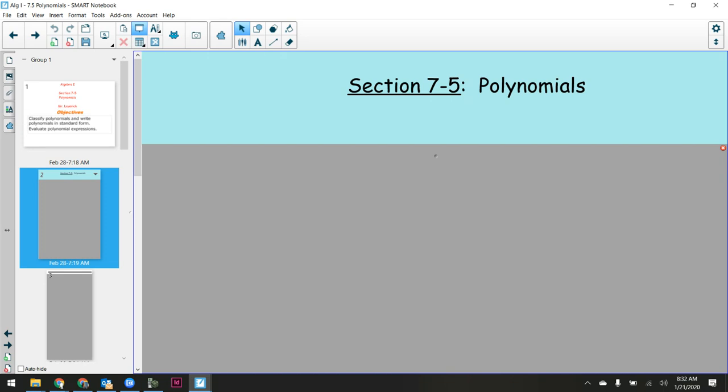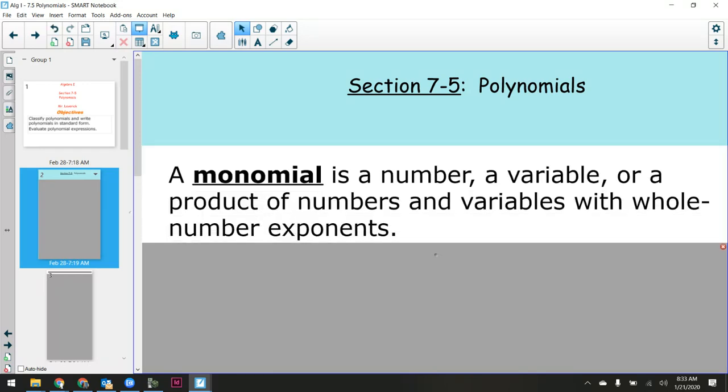So what we're going to talk about today is kind of working off what we did before, where we were talking about how do we add, subtract, multiply exponents, right? Well, what if we have a multi-termed equation? What do I mean by term? I mean anything separated by addition or subtraction. Well, that's called a polynomial. So the most basic form that we can get is called a monomial, and that's the first thing you see there.